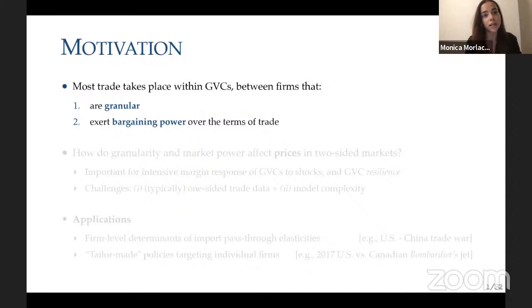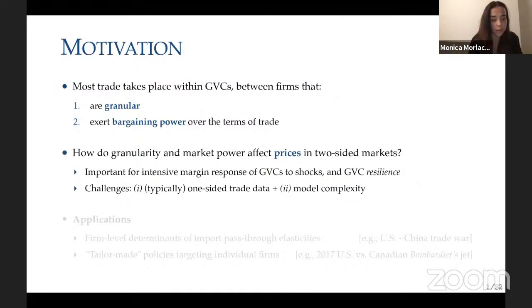This means that not only are these firms large, but they also account for a substantial share of a country's total imports and exports. For instance, there is evidence that a single exporter may account for up to 17–20% of a country's total exports. Similar numbers can be found for imports, and these numbers are even larger within 4-digit industries. The second feature is that these firms seem to exert substantial bargaining power over the terms of trade.